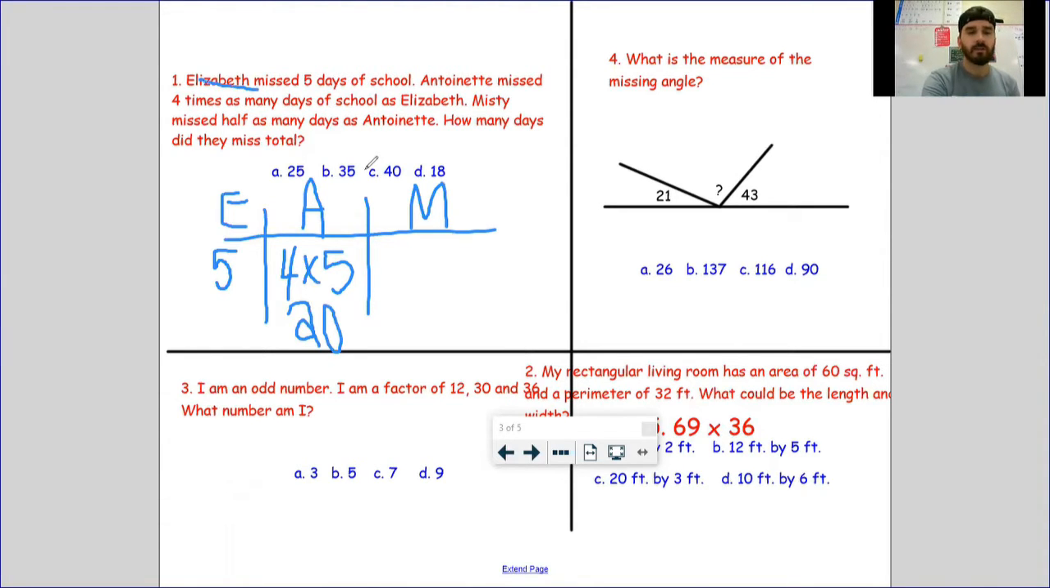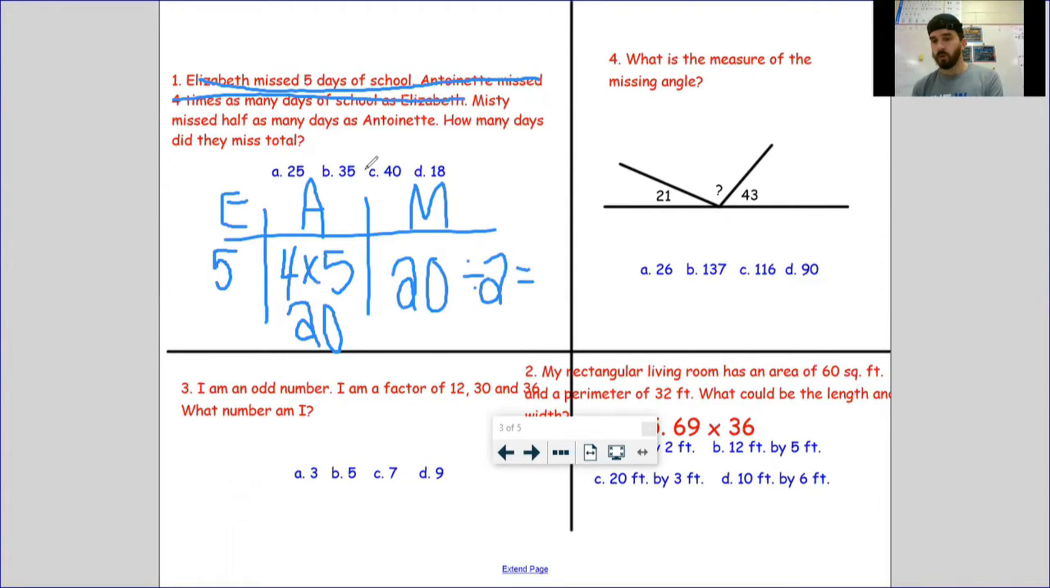All right, so I like to kind of cross them out as I go. So the new thing it threw in there today, Misty missed half as many days as Antoinette. When you think half, one operation should come to mind. Like if me and you were going to split a Twix in half or Snickers bar in half, we're dividing it equally. So I've got to take half of Antoinette's days to figure out Misty's. Well, if I wanted to find half of 20, I would do 20 divided by 2. If you cut something in half, it's in 2 pieces.